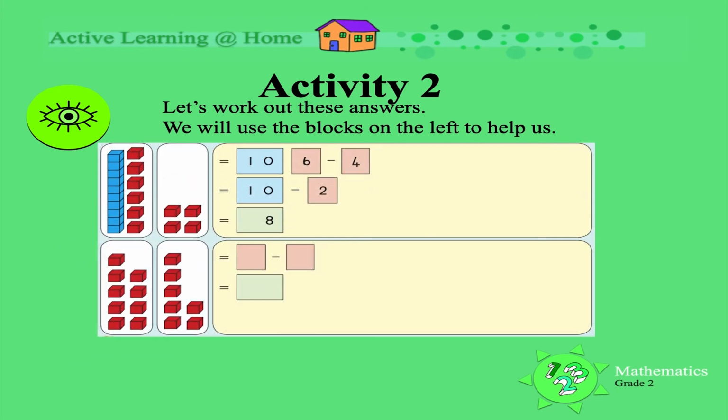Now try this one on your own. Okay, let's check if your answer is correct. On the left-hand side, you've got 9, and on the right-hand side, you've got 7. There are no groups of 10. 9 minus 7 is 2. Did you get the right answer?